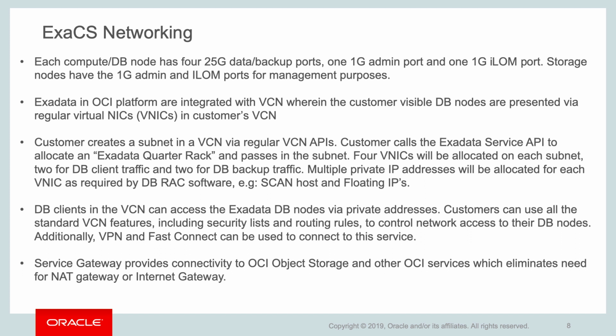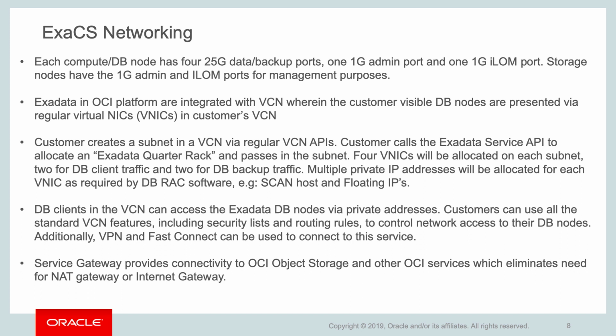Customers basically create a subnet in a VCN via either the regular VCN APIs or the console, and the customer calls the Exadata Service API to allocate an Exadata quarter rack, half rack, or full rack and passes it the subnet. 4 vNICs will be allocated on each subnet, 2 for the database client network and 2 for database backup traffic. Multiple private IP addresses will be allocated for each vNIC, which is required by the database rack software, for example, SCAN host and floating IP addresses.